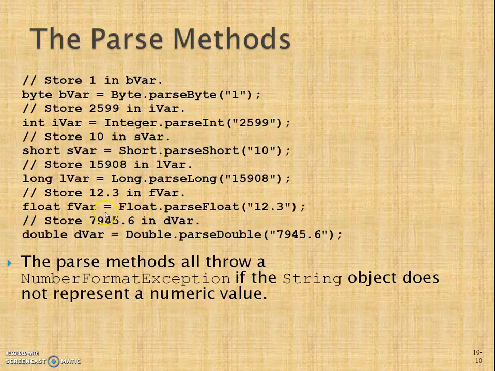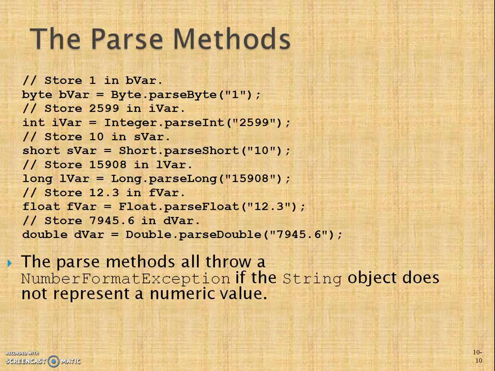Here are the examples. Now, for example, I want to store a value 2599 into an integer variable. So we are using Integer.parseInt. Here Integer is the wrapper class, and parseInt is a method. It converts 2599, which is a string, into an integer value. Similarly, it is there for long, float, double, byte, etc.